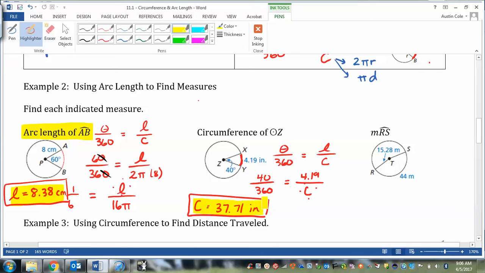How are we doing out there? So then you would just solve out like any other proportion then? Absolutely. Once we set it up, solve it like any other proportion.